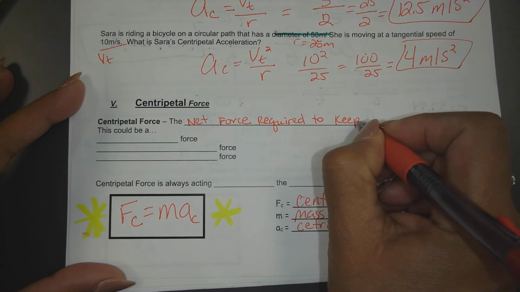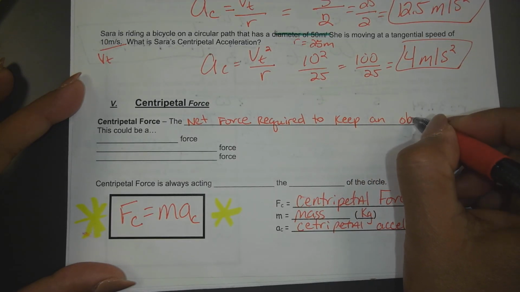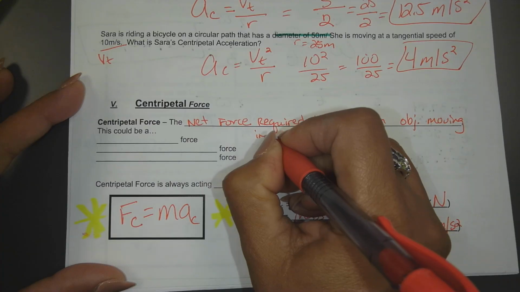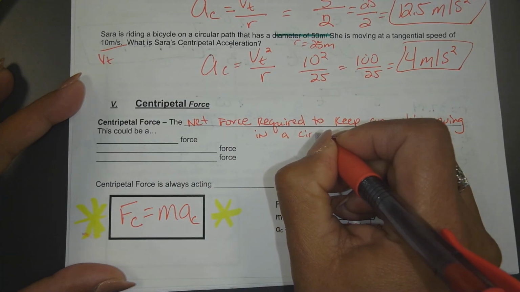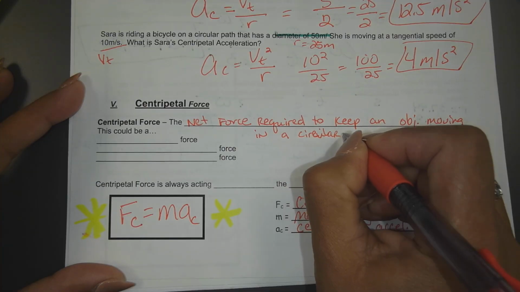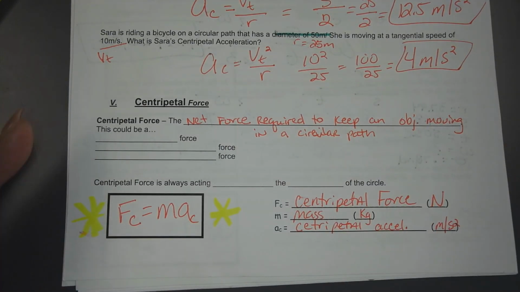Centripetal force, it says here, is that net force required to keep an object moving in a circle or a circular path. Okay. How much force is needed to keep it in a circle?